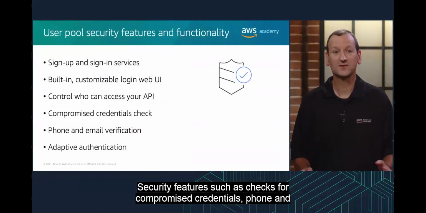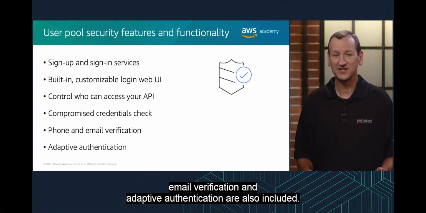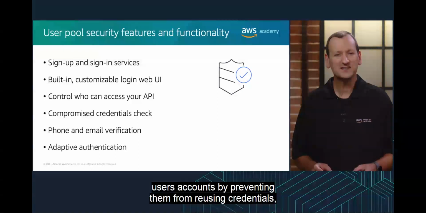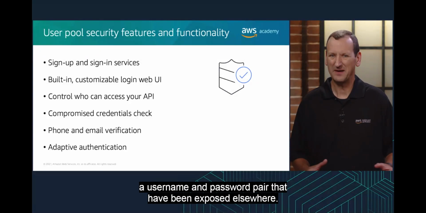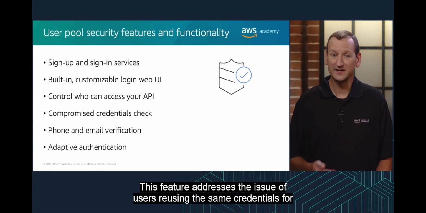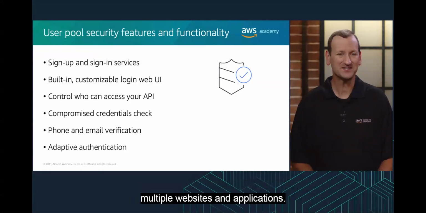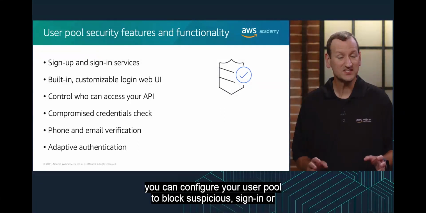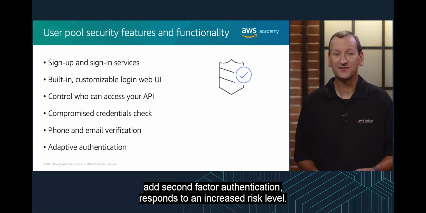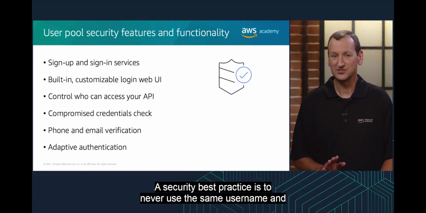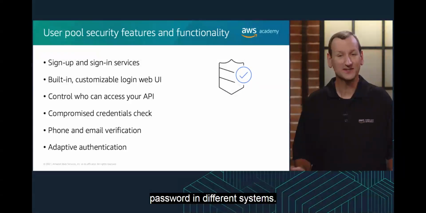Security features such as checks for compromised credentials, phone and email verification, and adaptive authentication are also included. The compromised credentials feature protects your users' accounts by preventing them from reusing credentials, a username and password pair, that have been exposed elsewhere. This feature addresses the issue of users reusing the same credentials for multiple websites and applications. With adaptive authentication, you can configure your user pool to block suspicious sign-ins or add second-factor authentication in response to an increased risk level.